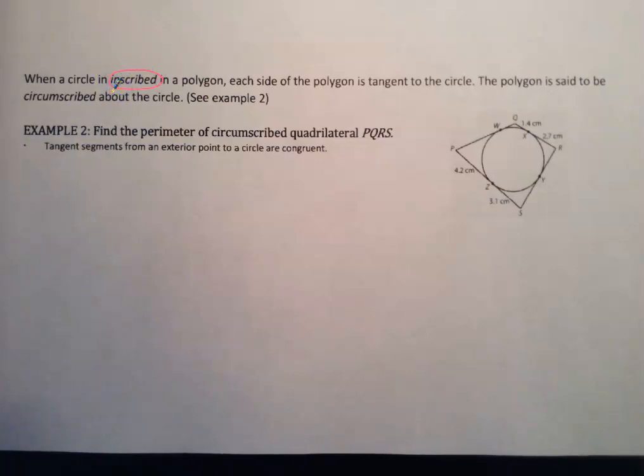Is it in the polygon or outside the polygon? Inside, okay, which is what's happening in the diagram we have. Each side of the polygon is tangent to the circle. So the polygon is said to be circumscribed about the circle because it goes outside the circle. Each side of the polygon is tangent, touching in one point. So we are tasked with finding the perimeter of the circumscribed quadrilateral PQRS.